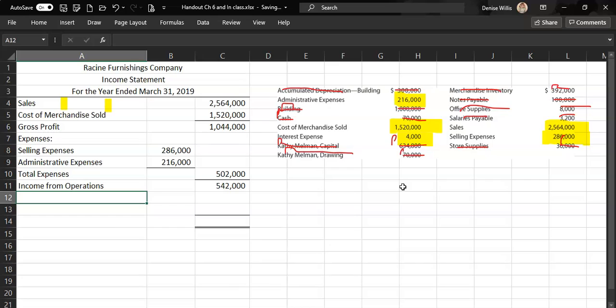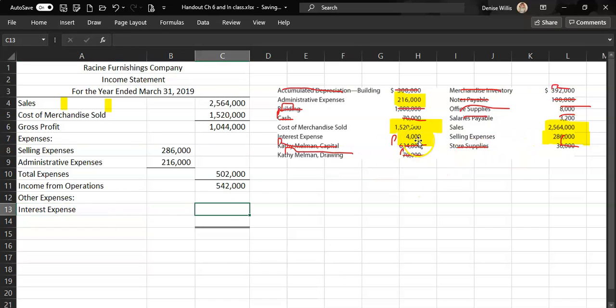Interest expense and interest income is always considered other. It is not created from operations. It is created from a financing decision. So we're going to put a label right here that just says other expenses. If we had income, we would put other income and expenses. This label can change slightly depending on your needs. The last thing we're going to drop in then is the interest expense, and that is, where'd it go? $4,000.